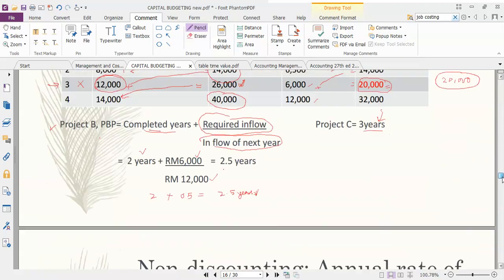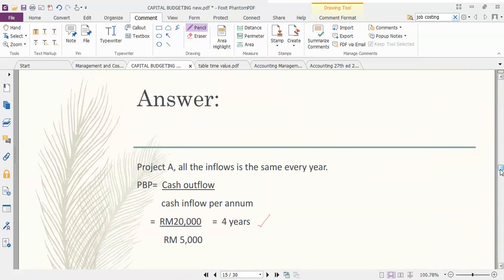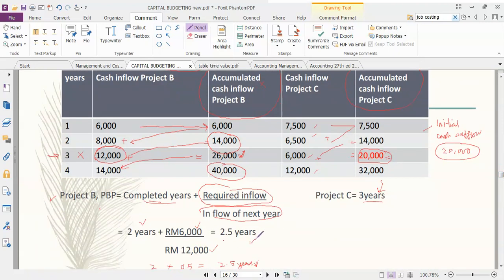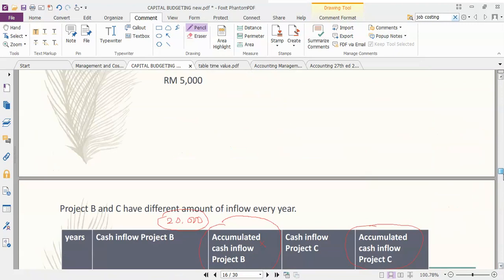Okay, so now, after you have calculated for each project, Project A's payback period is 4 years. Project B is 2.5 years. Project C is 3 years. So after you do all the calculations for the three projects, what is the decision? You must remember capital budgeting, in order to make a decision. If you are a finance manager, which project is the best for your company, Project A, Project B, or Project C, based on the payback period calculation?